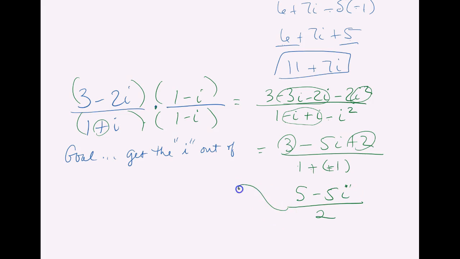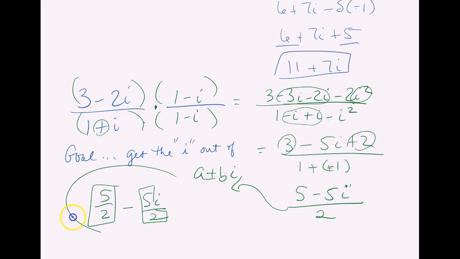If you are told to write your answer as a plus or minus bi, you just want to split this up into 5/2 minus 5i over 2. And now you have the real number part and the imaginary number part, and that could be your final answer. Okay? Just read your directions. But that's it. There's no more i in my denominator. I got rid of it, and that's the goal with division.